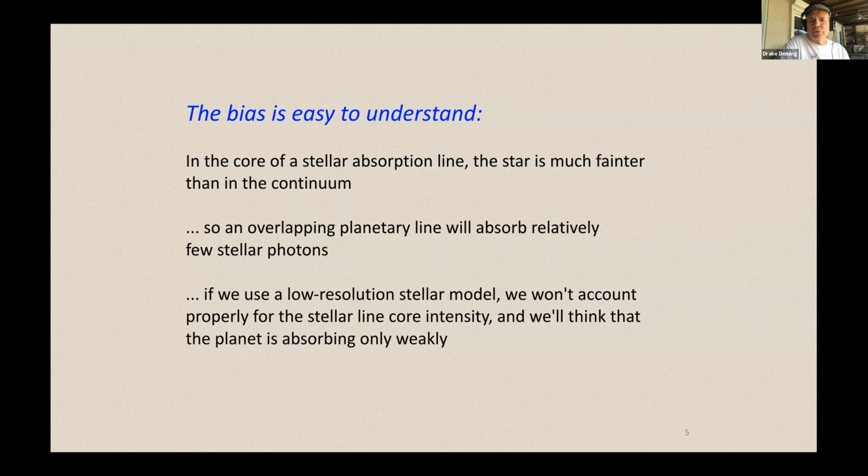So using a low resolution model, you won't account properly for the stellar line core intensity, and you'll think that the planet is absorbing only weakly, and you can get the wrong answer for the abundance of that molecule in the atmosphere of the planet.